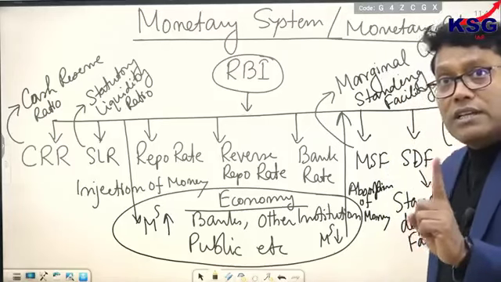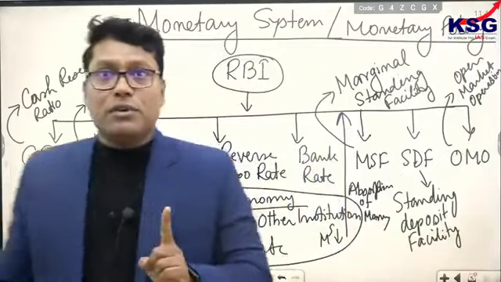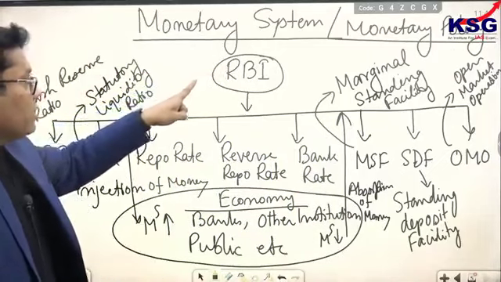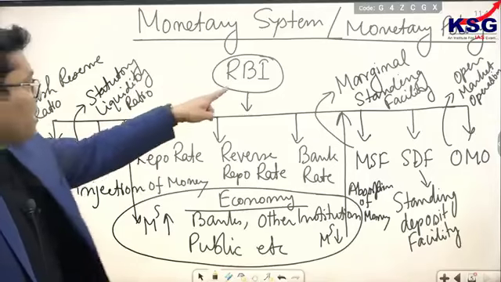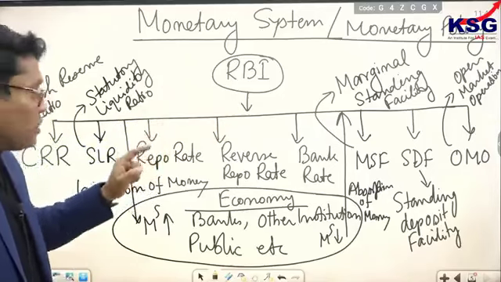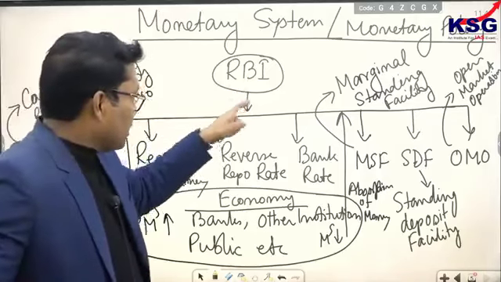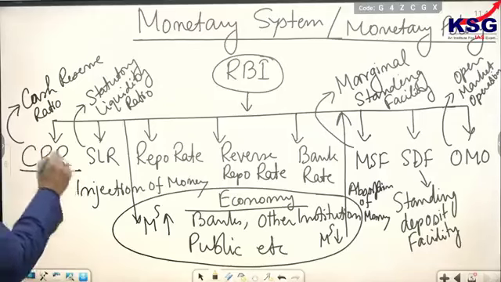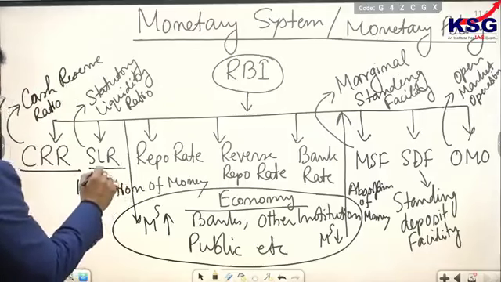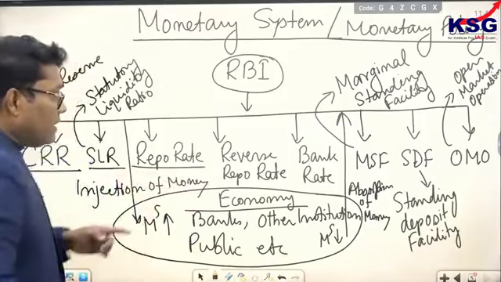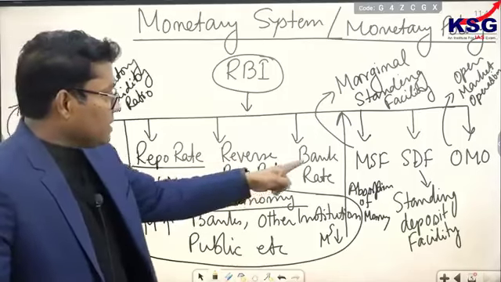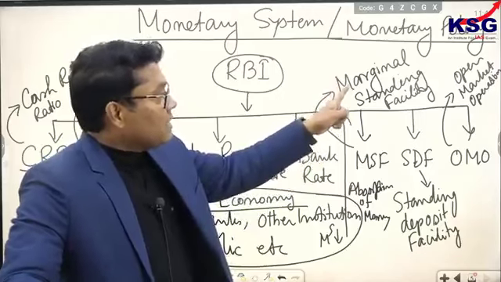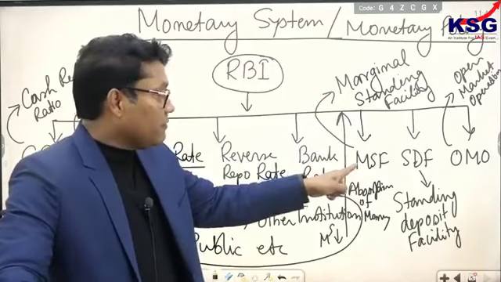I am telling you word by word. Just see, I have written here RBI, fine. And now I am making an arrow. I am telling you one by one, just check. After this RBI arrow, we have the many instruments like CRR, cash reserve ratio, SLR, repo rate, reverse repo rate, the bank rate, and MSF. MSF stands for marginal standing facility.